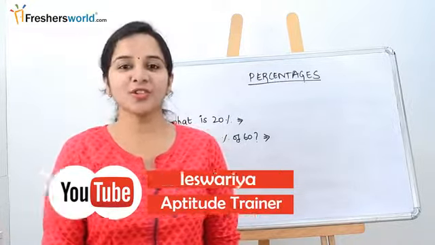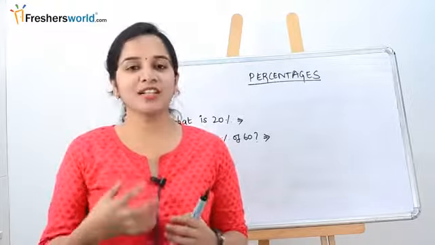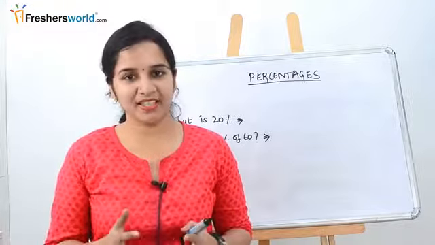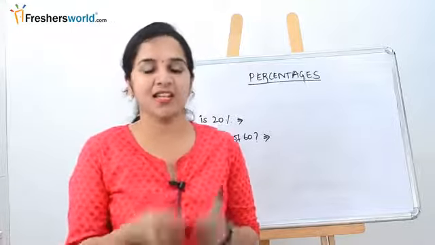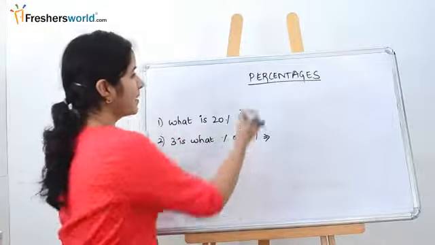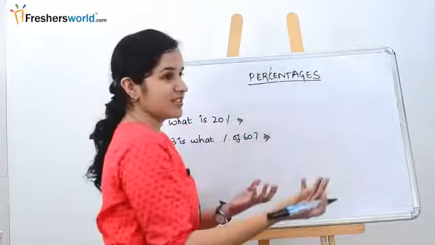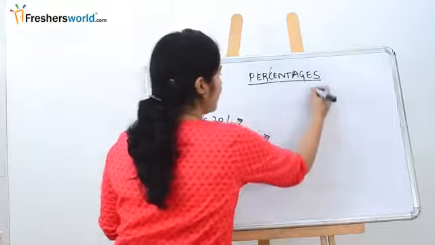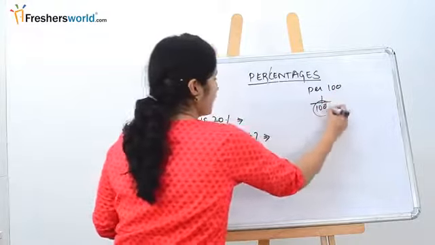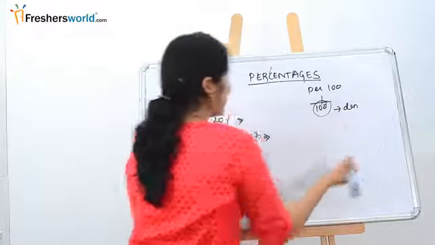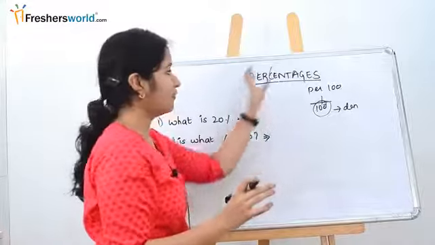The topic that we are going to look at today is percentages. Before we start solving a lot of the problems in percentages, let's understand the basic concepts. First, the name suggests percentages, which is nothing but per 100. So your denominator will always be 100 in percentages. That's the plain meaning of percentages.